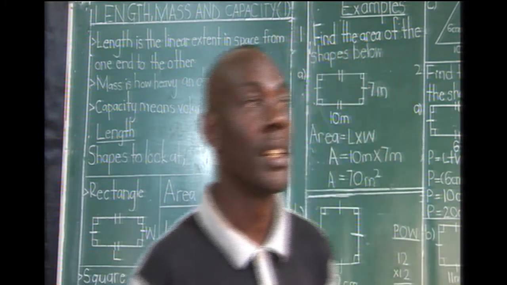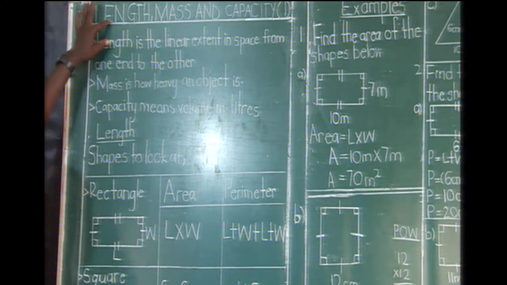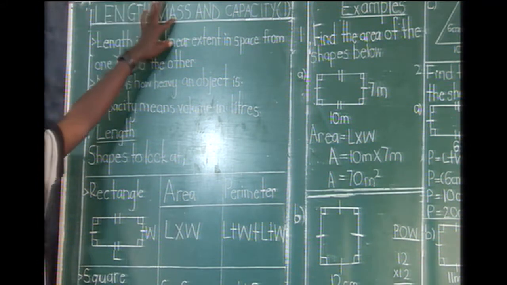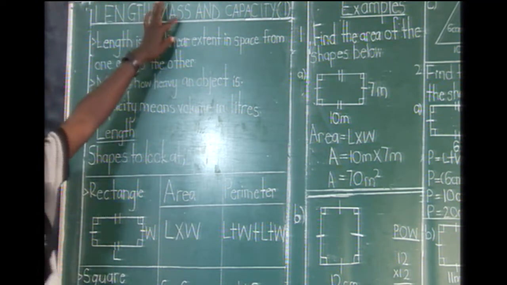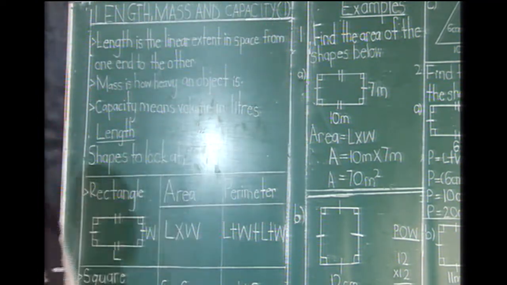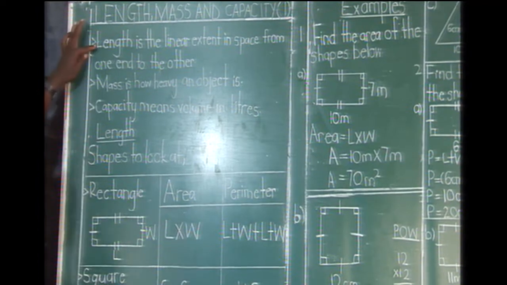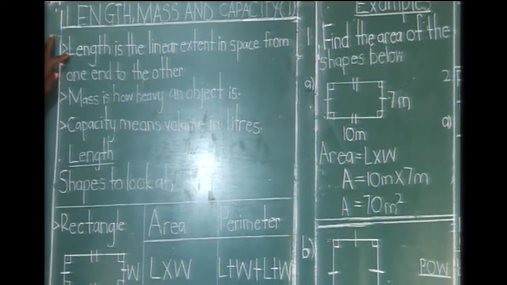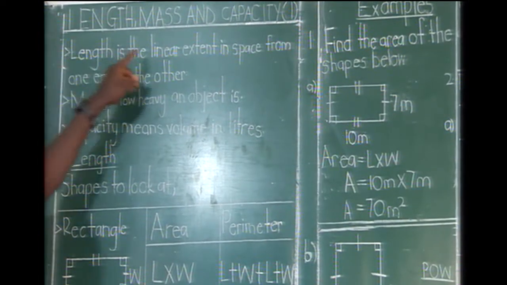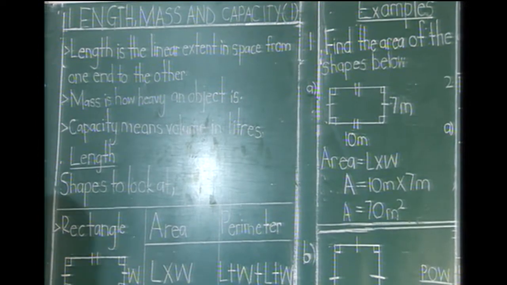Today, I've come with a topic known as length, mass, and capacity. I will start by defining each, starting with length. The question is, what is length? Length is the linear extent in space from one end to the other.